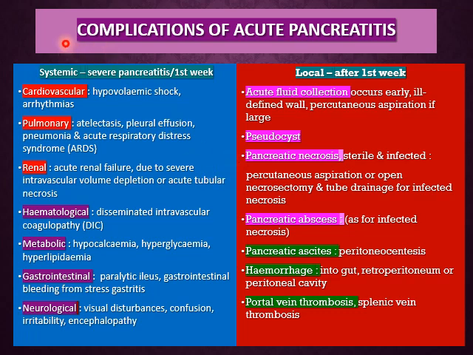Next, we come to the complications of acute pancreatitis. There are two broad groups. One is systemic complications due to severe pancreatitis, which occur during the first week of the illness, and local complications, which are usually due to milder pancreatitis, and these occur after the first week of the illness. Under the systemic complications, you have cardiovascular problems, hypovolemic shock and arrhythmias, pulmonary atelectasis, pleural effusion and pneumonia. Sometimes ARDS can also complicate.